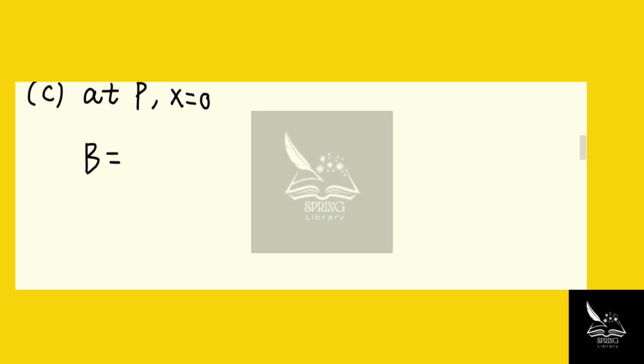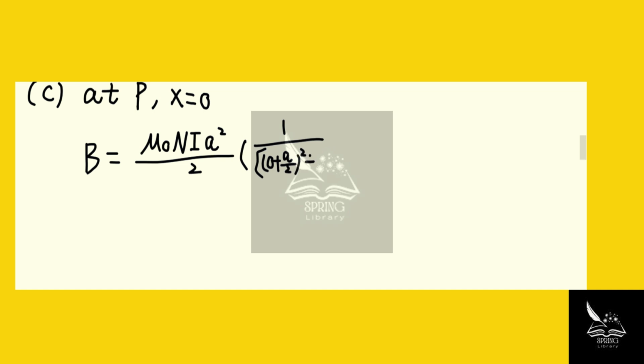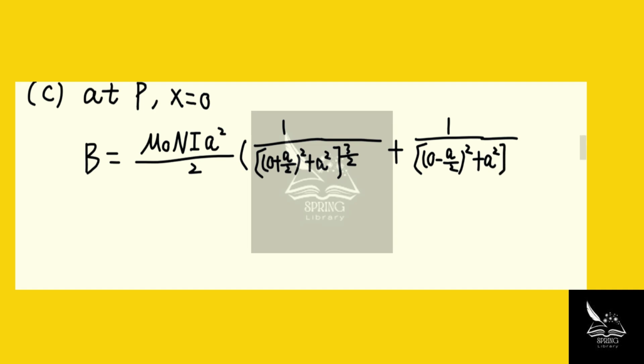Therefore, we have the magnetic field B is equal to mu 0 n I A squared over 2 times 1 over 0 plus a over 2 squared plus a squared, and then to the power of 3 over 2, plus 1 over 0 minus a over 2 squared plus a squared to the power of 3 over 2.